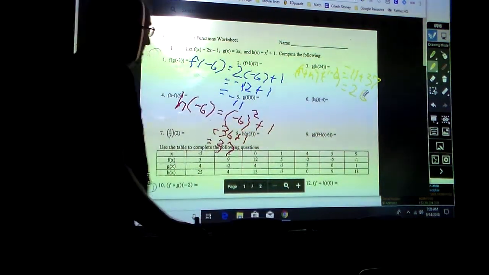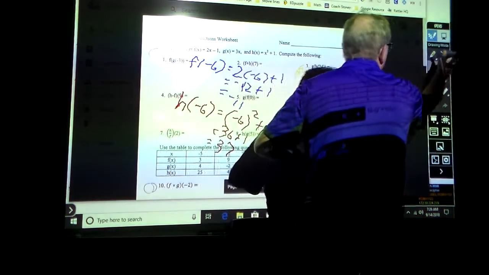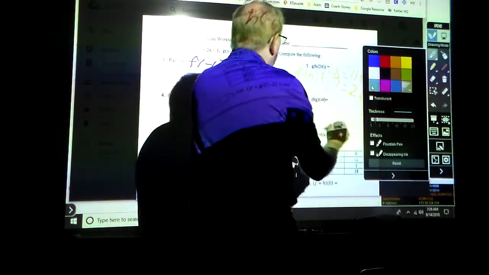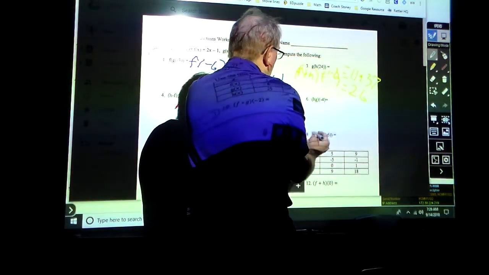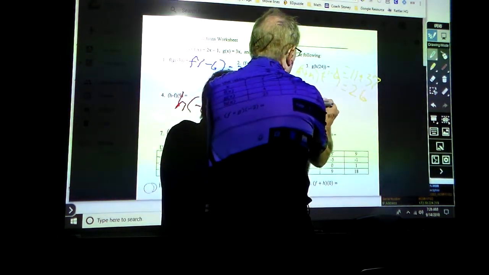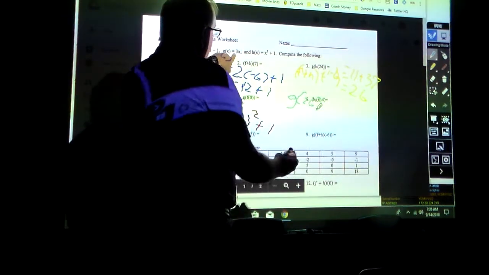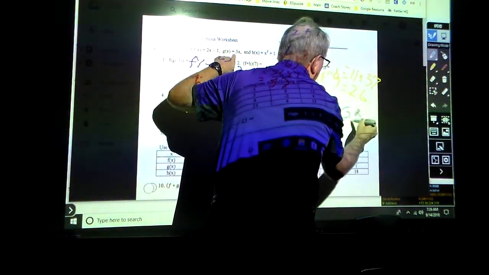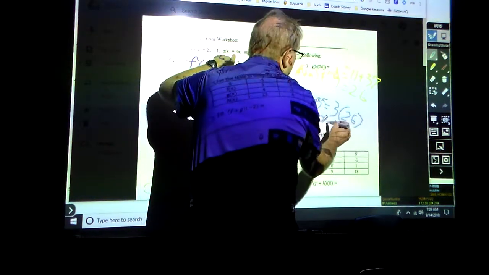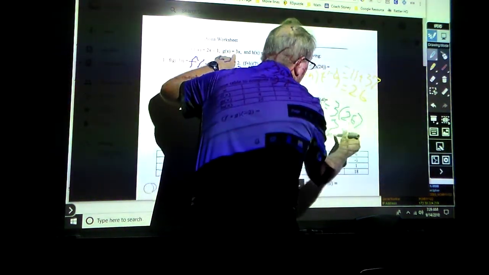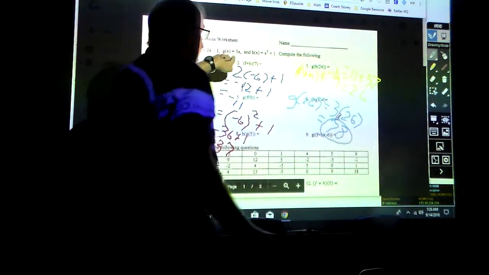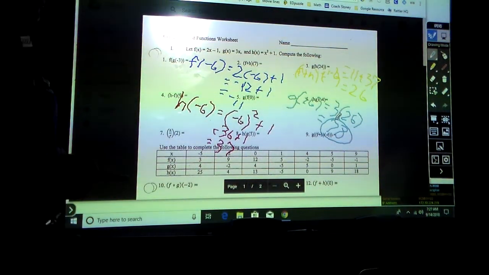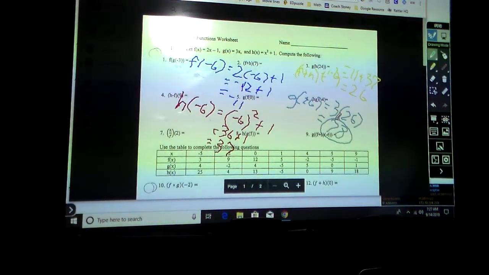So now what I'm going to do is come here and let's do this right here. I'm now going to do g of 26. So when I come up here, g is what? 3 times whatever it is. So I'm going to put 26 right there. So 3 times 26, I believe, is 78. That would be my answer to number 9. Number 9 would then be 78. That would be the first part of this composition of functions.